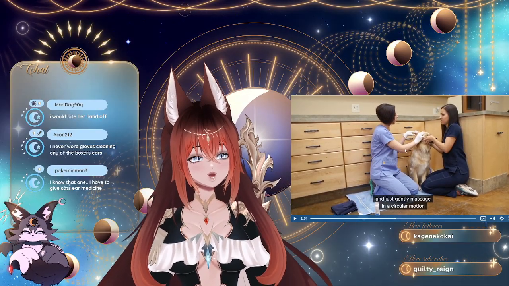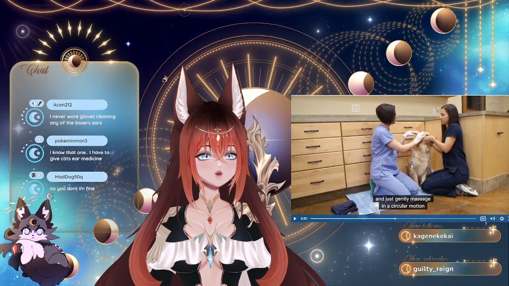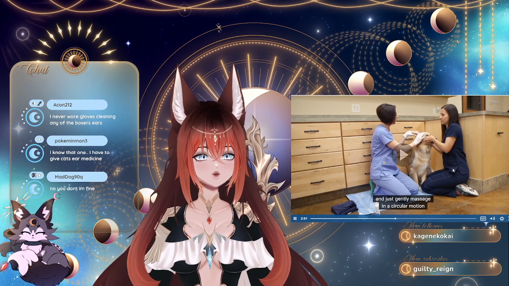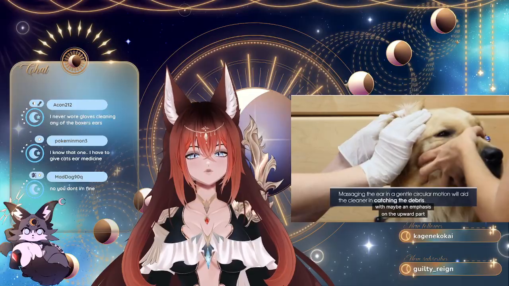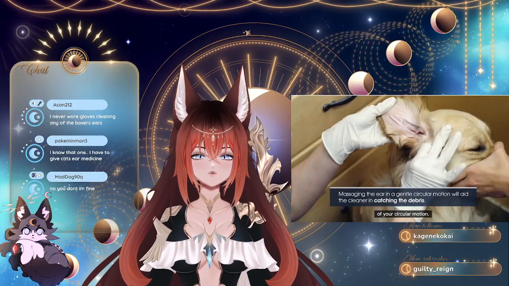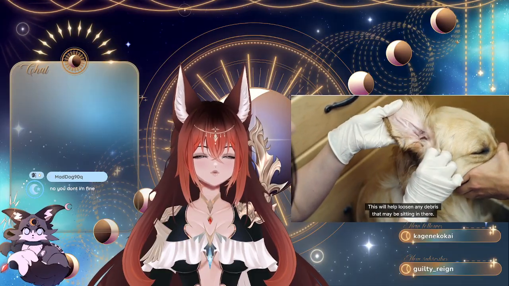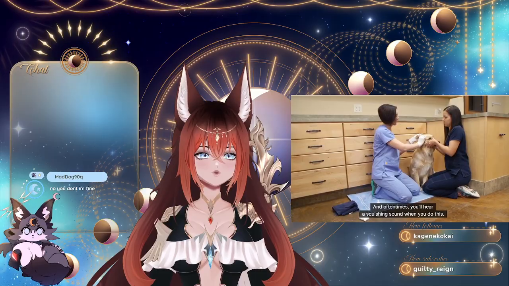This is ear cleaner. It's not the ear medicine that you might be giving your cat, because there's different ear medicines for different ear infections, like chronic ear infections. Gently massage in a circular motion, with maybe an emphasis on the upward part of your circular motion. This will help loosen any debris that may be sitting in there. And oftentimes you'll hear a squishing sound when you do this.